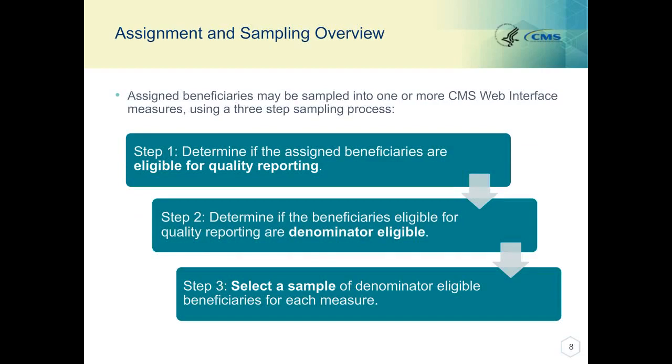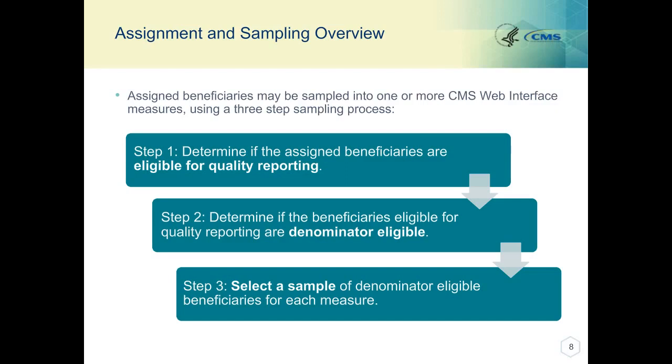So after beneficiaries have been assigned to an organization, we can begin our sampling process. The first thing that we do as part of that process is to determine if the beneficiary is eligible for quality reporting. And this includes looking for beneficiaries that have had at least 2 primary care services provided within the ACO or the group, beneficiaries who had a full year of Part A and Part B Medicare eligibility, beneficiaries that are not in hospice, beneficiaries that have not passed away, and beneficiaries that live in the U.S.